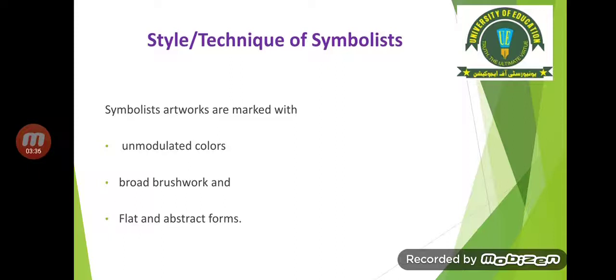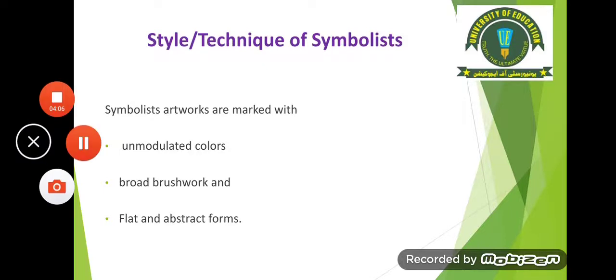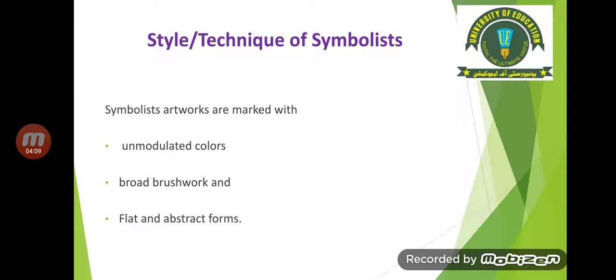Let's see the style and technique which symbolists have applied in their paintings. The artists who worked under the movement of symbolism are called symbolists. Symbolist artworks are marked with unmodulated colors, broad brushwork, and flat and abstract forms. These are the core characteristics of this movement. With the passage of time, there gradually comes a little change.